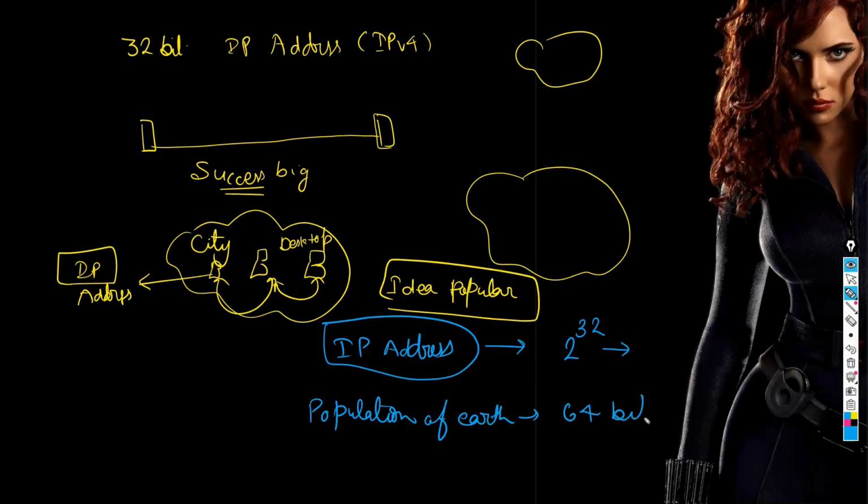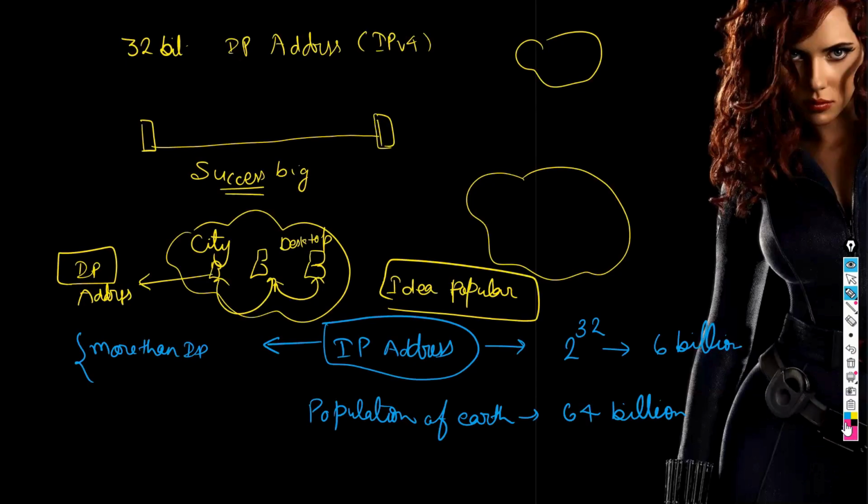Something like 6 billion. So if I write 6 billion, still about one-tenth of the population would remain without internet because of the IP addresses. And nowadays, people are using more than one IP address.